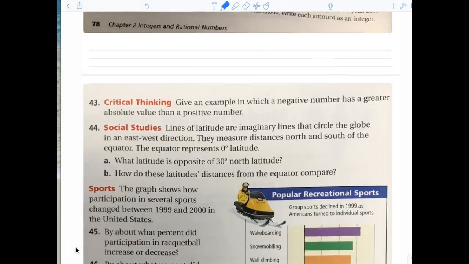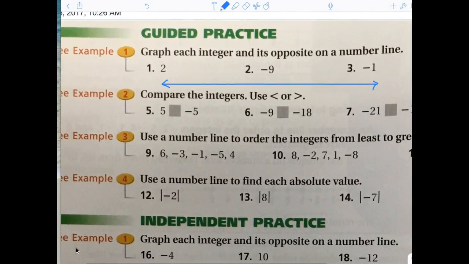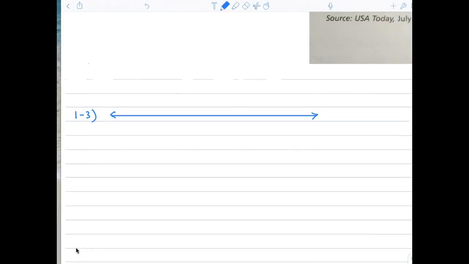Now I'm going back to the problem. All right? So the problem says to graph each integer and its opposite. Well, I want everybody to put down 2, and then what's the opposite of 2? -2, right? So on your number line, you're going to graph 2 and -2. All right? So the only way we can do that is this point right here is 0, right? And then I want to do 1, 2, 3, 4, 5, -1, -2, -3, -4.